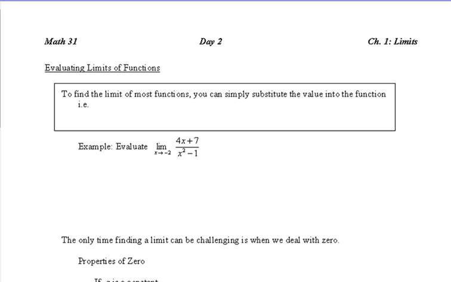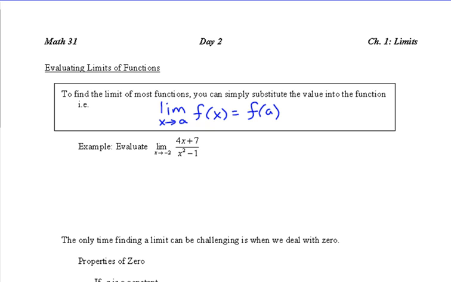So to find the limit of most functions, you can simply substitute. Most often, the limit as x approaches a of f of x is just equal to f of a. So just plugging in x is a. It's often the case. And if that's the case, then life is easy, especially if it gives us a nice answer.